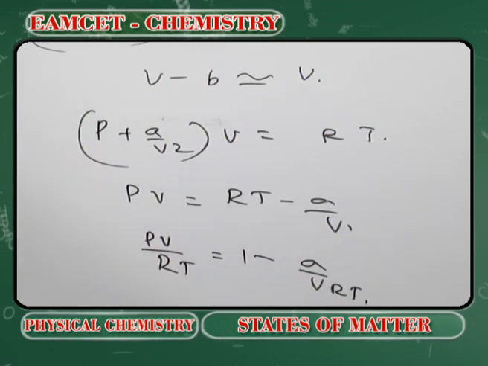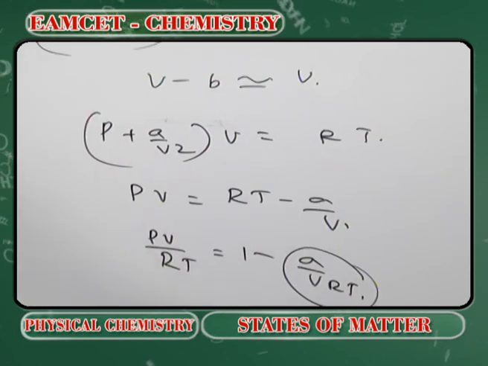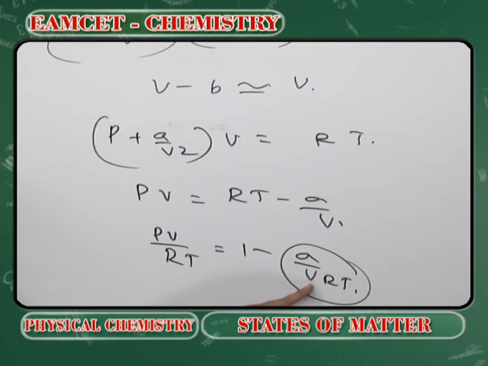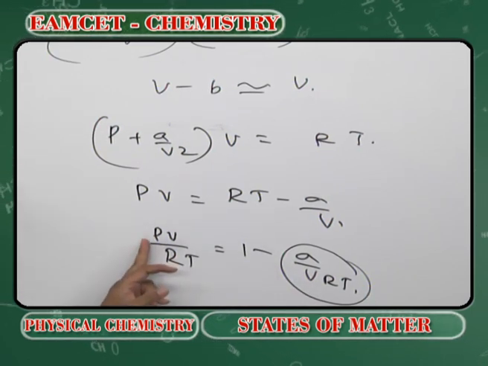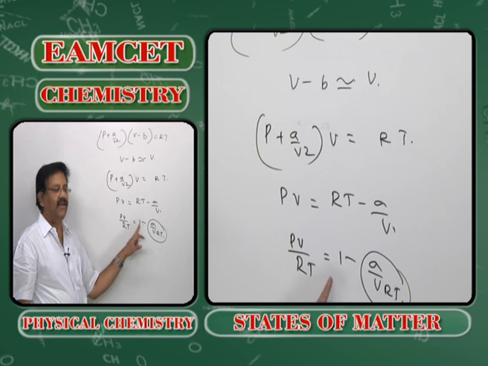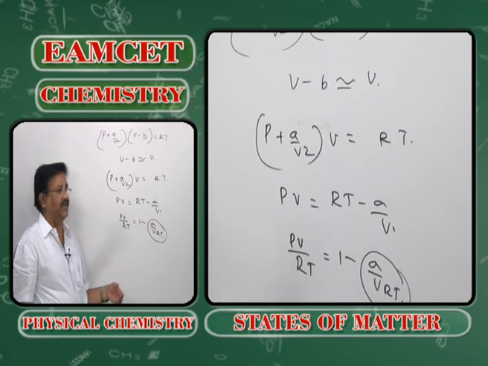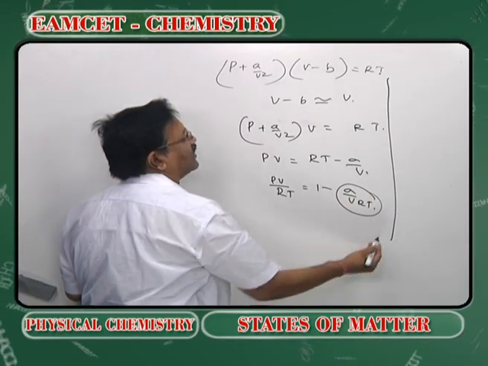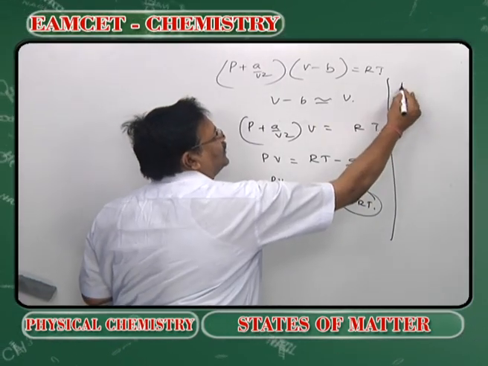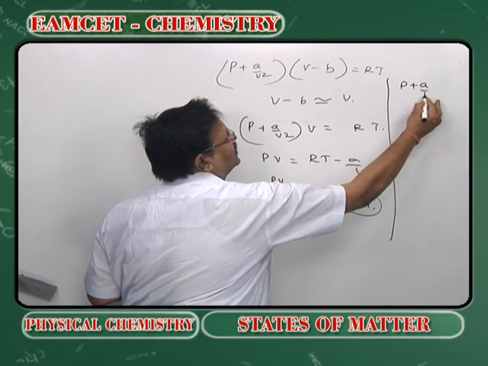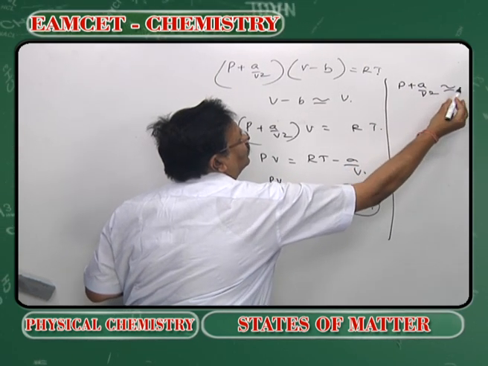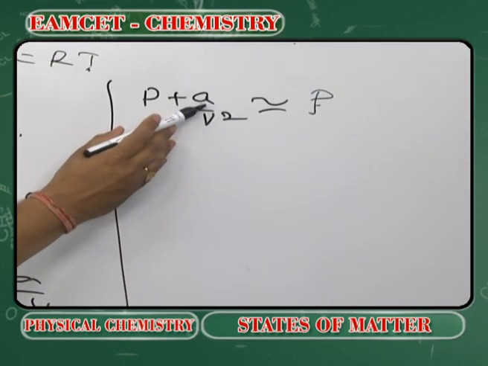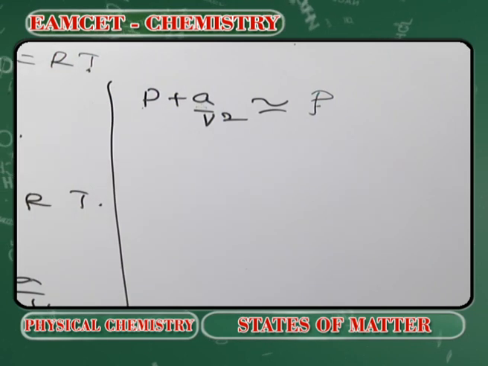So at moderate pressures, which factor will dominate? This a/(VRT) value will dominate. As P value increases, what will happen? The Z value continues to decrease. At high pressures, what will happen? P + a/V² will be equal to P. At high pressures, the a value can be neglected in comparison with P.